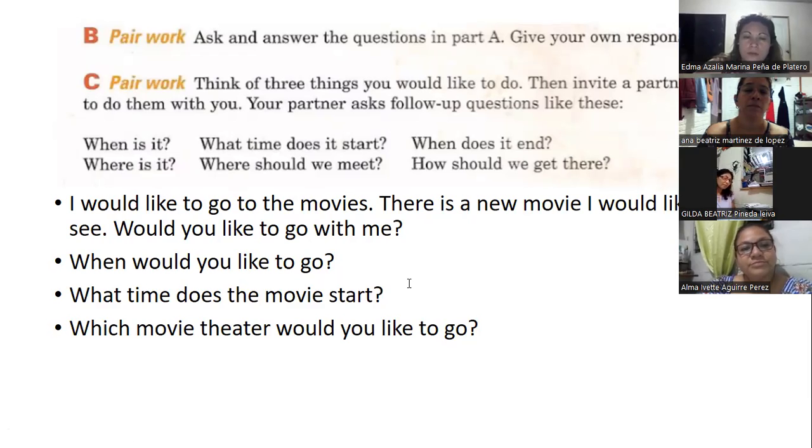En este caso, I would like to go to the movies. This is a new movie I would like to see. Would you like to go with me? This is the invitation, but the follow-up question could be, yes, I would love to. When would you like to go? What time does the movie start? Which movie theater would you like to go?